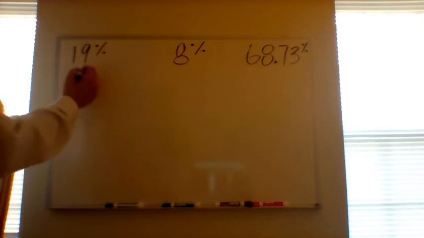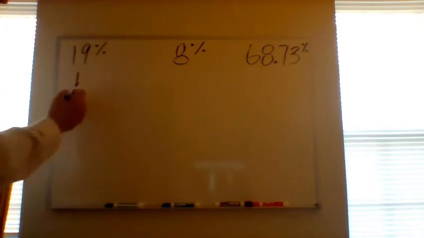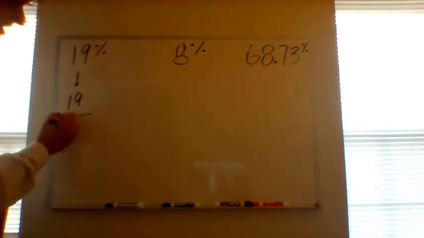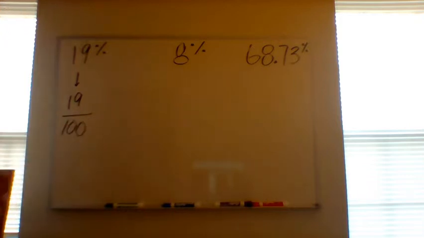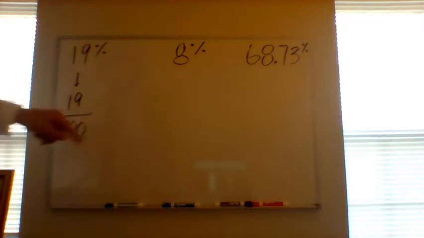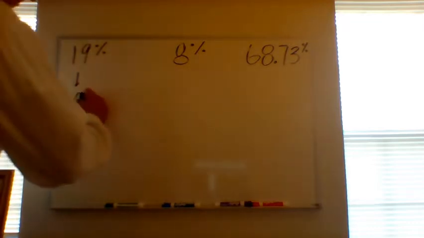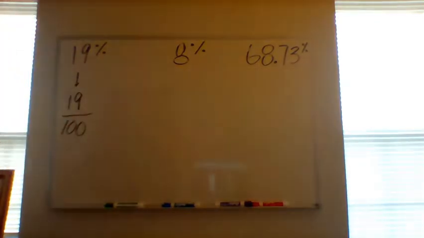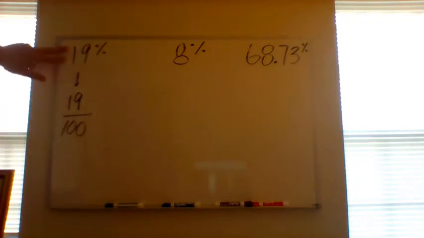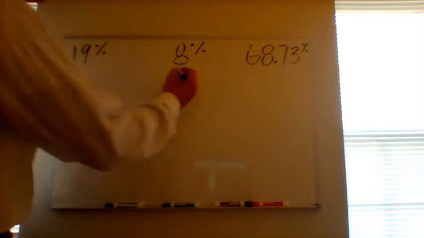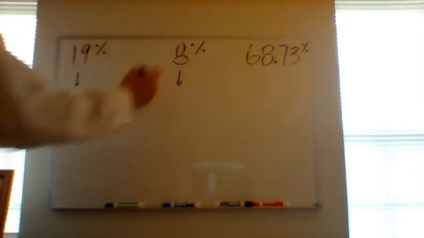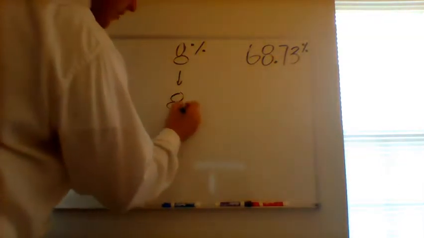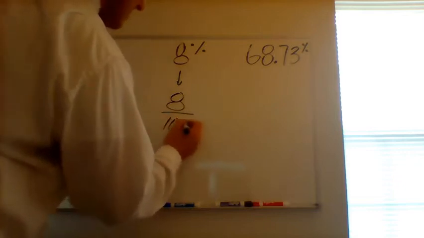If we're going to make this into a fraction, we're going to start by just writing it as 19 over 100. We'll take this number, get rid of the percent sign, and put it over 100. So 19 over 100 is 19%, just written as a fraction. We're going to do that with all of these. So we'll put 8 over 100, which makes this a fraction.